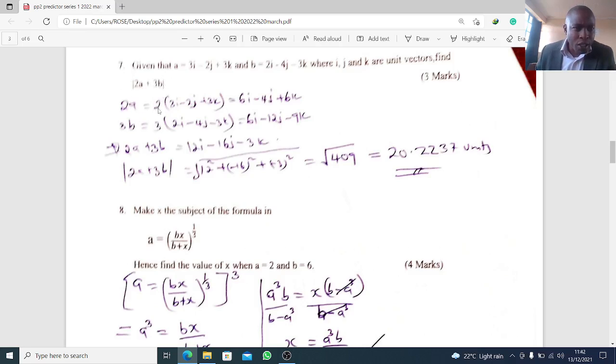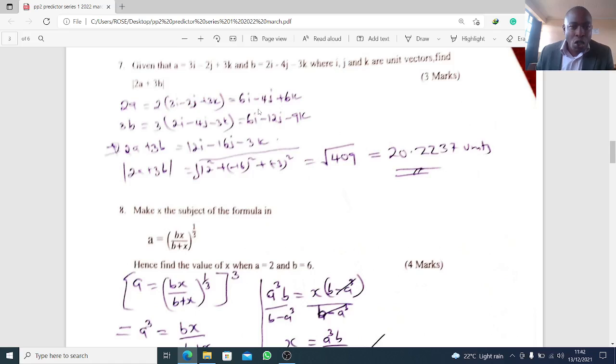So 2a is 2 into what we have a as, 3i minus 2j plus 3k, which gives you 6i minus 4j plus 6k. And 3b will be 3 into 2i minus 4j minus 3k, and that gives you 6i minus 12j minus 9k. That is our 3b. And therefore, for 2a plus 3b, we add these two.